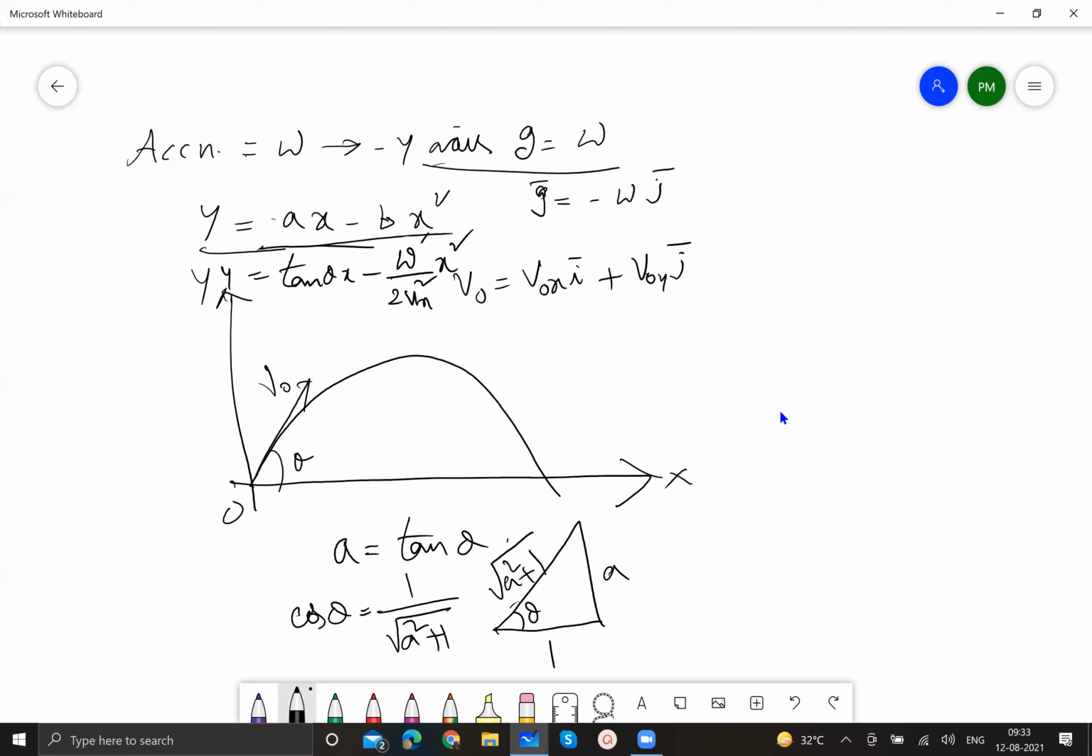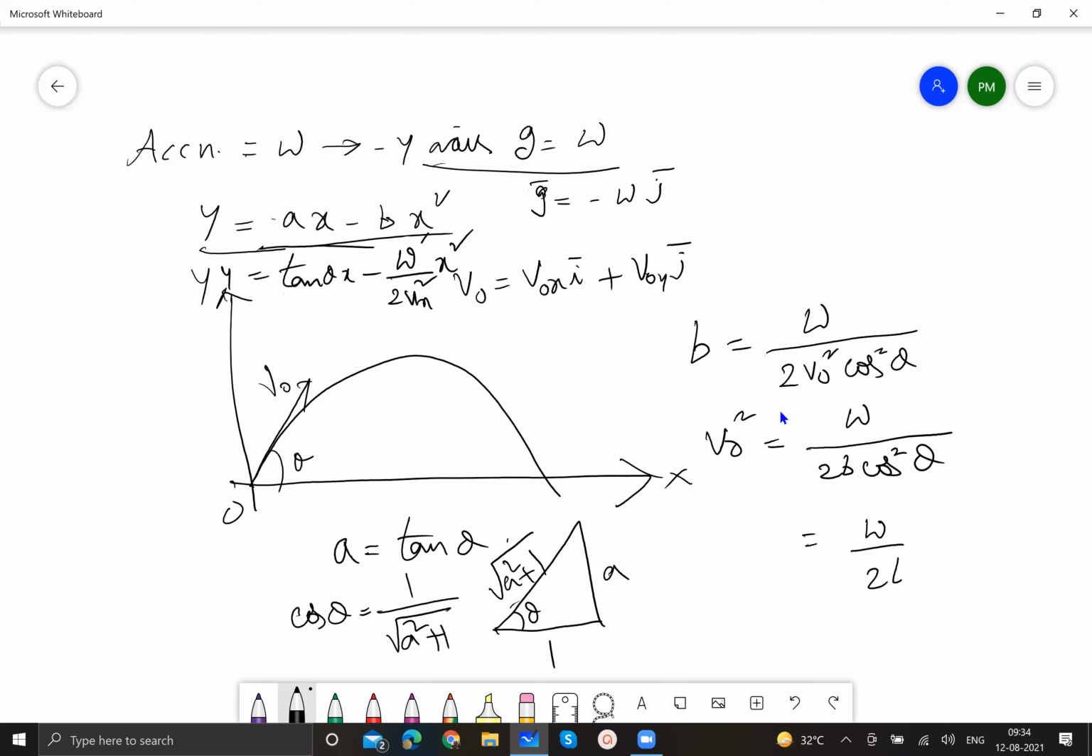Then b will be omega by 2 v naught square cos square theta. So from this, v naught square is omega by 2b cos square theta. Omega by cos theta is 1 by root of a square plus 1. So it is omega into a square plus 1 by 2b. So v naught is root of omega into a square plus 1 by 2b.